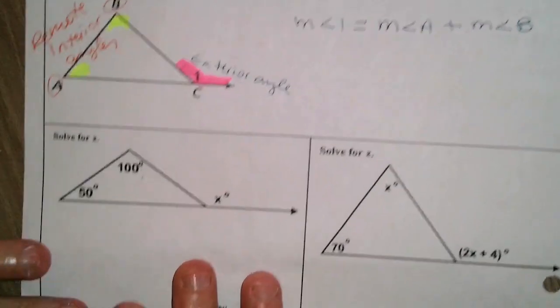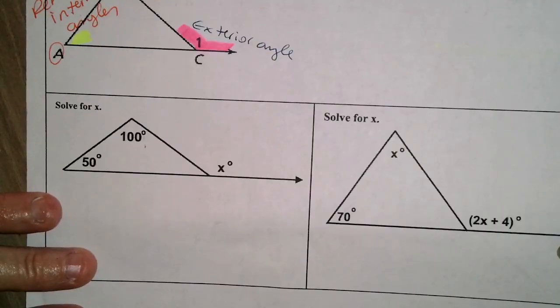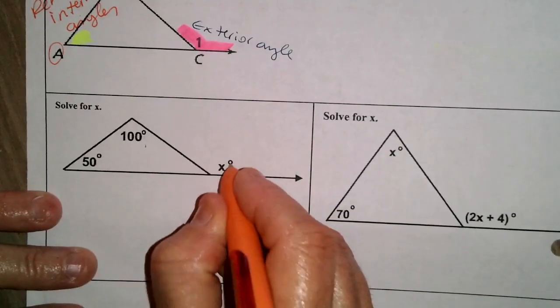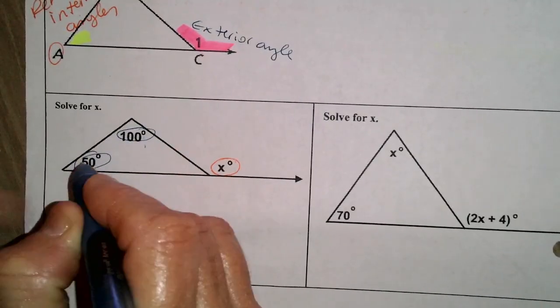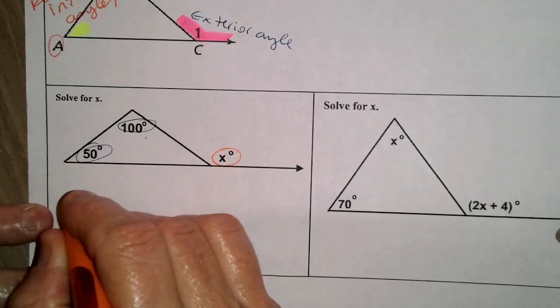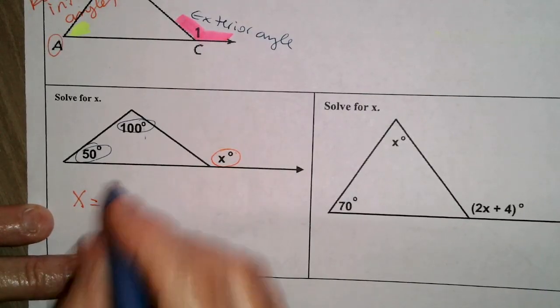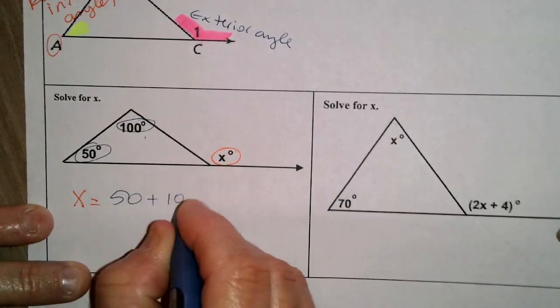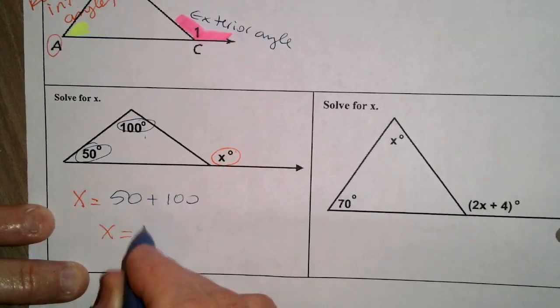Let's see how to solve a problem involving the remote interior angle sum theorem. Here I have this triangle. This is my exterior angle. These are my remote interior angles. So I know that x is going to be equal to 50 plus 100. So x equals 150.